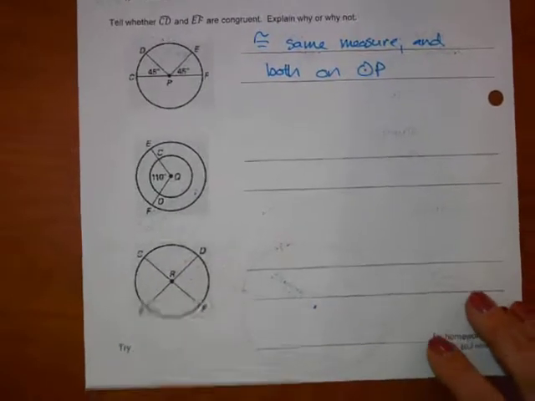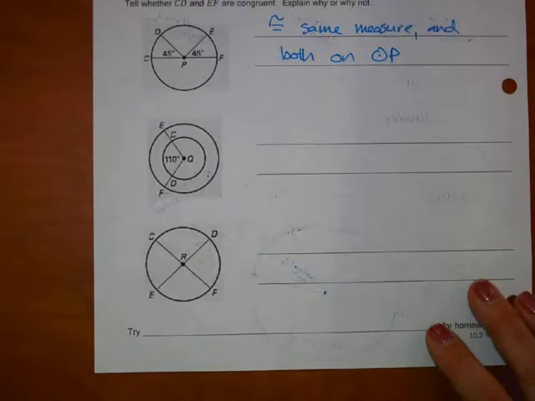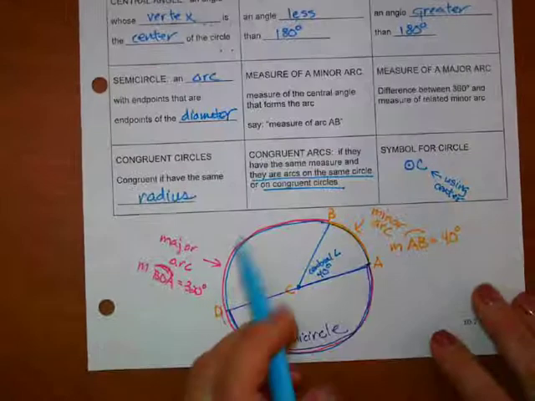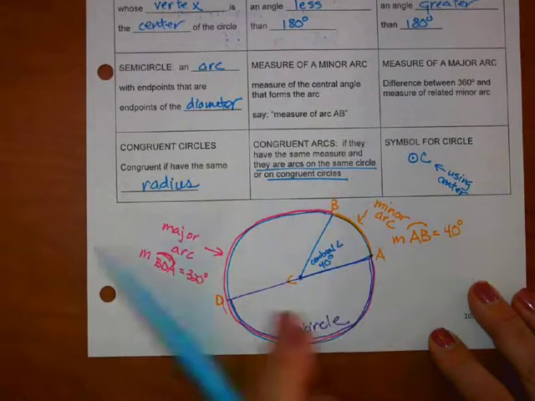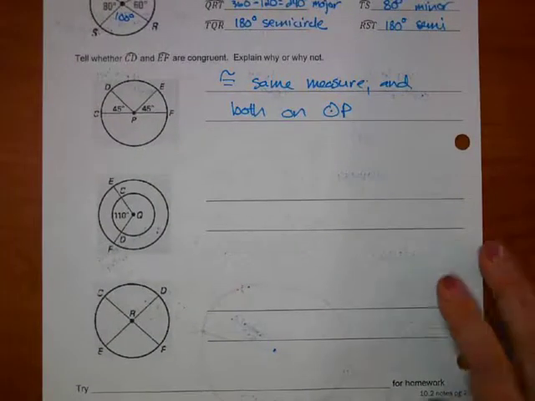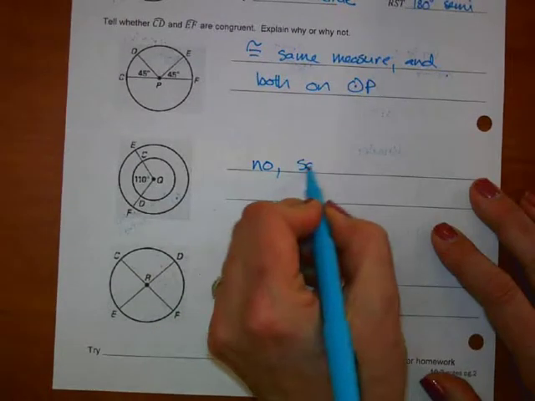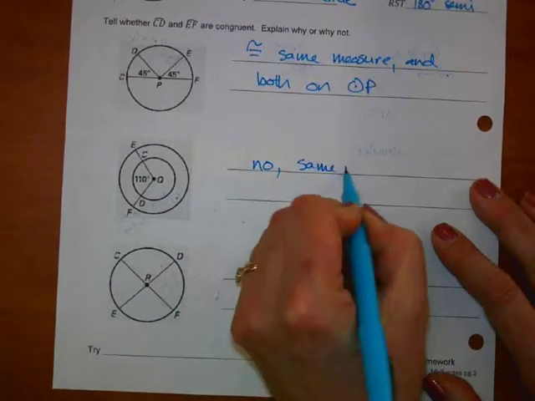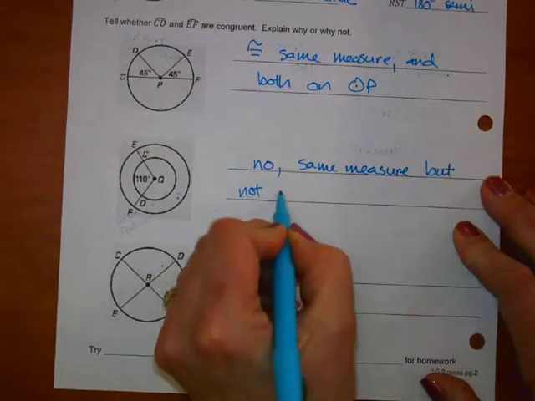Okay, here. Are arc CD and EF congruent in this one? Tempting. They have the same angle measure, but are they on congruent circles? No. Since they're not on congruent circles, they are not congruent, even though they have the same angle measure. So you would say no. They have the same measure, but not on congruent circles.